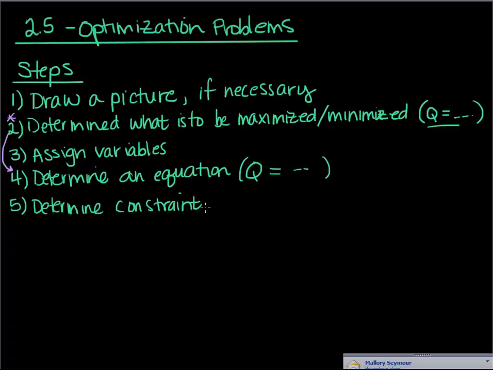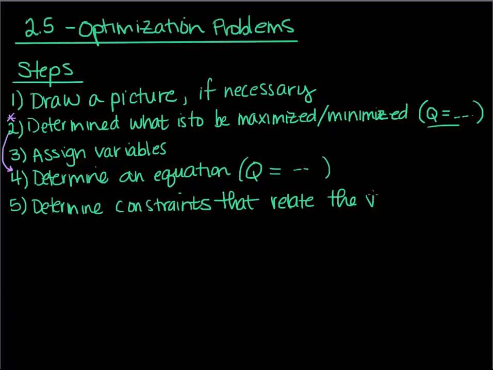So determine constraints that relate the variables together. Unless we are given the function itself and we just need to find the max and min, then we don't need to worry about number five. Sometimes our constraints can just be what the value is, like x has to be positive if we're talking about the number of products that we're going to produce.